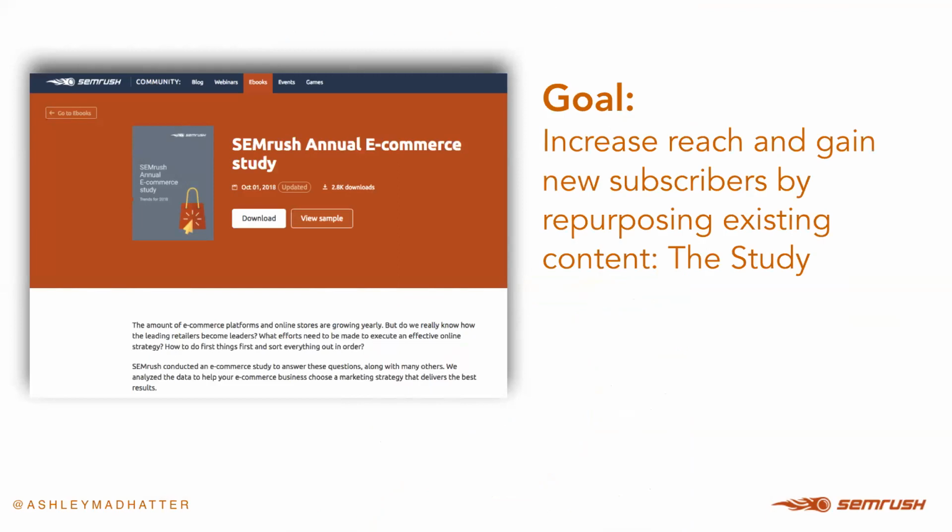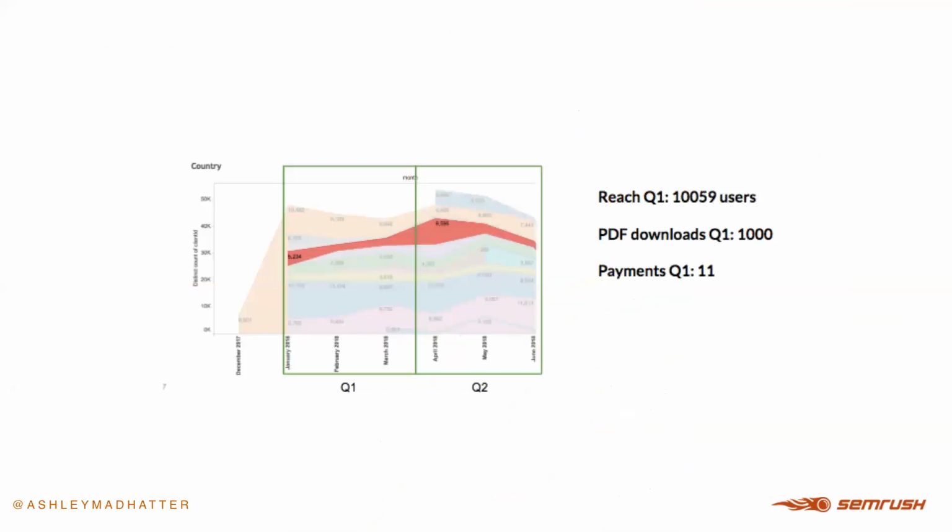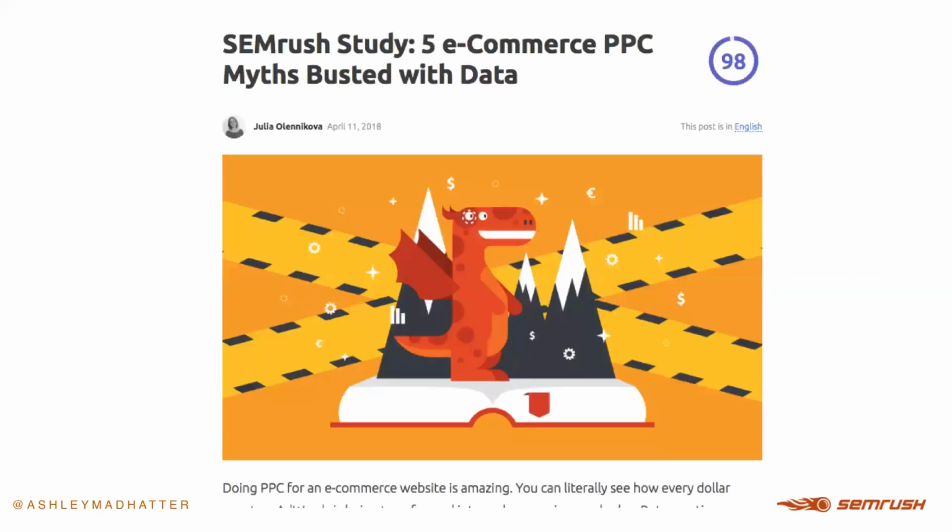And we started with a goal, which was very specific. We wanted to increase our reach and gain new subscribers by repurposing the content, which was the e-commerce study. The first quarter, we didn't do anything to the content. We just let the case study get a great first round. And within the first quarter, we were able to reach about 10,000 users. We had 1,000 PDF downloads, and we received 11 new SEMrush subscribers from the case study. So all in all, okay, we gathered the metrics, and we had decent metrics.